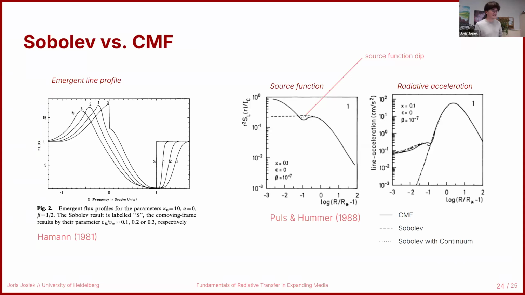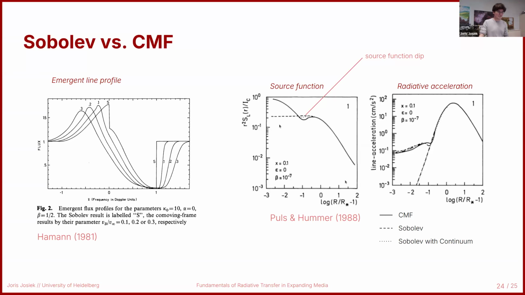What this shows mirrors the assumption that we made for the Sobolev approximation: the smaller this Doppler velocity, the smaller the resonance zone, and the closer you get to having a valid Sobolev approximation. The same thing we can see with the source function and the radiative acceleration. Here you see source function and radiative acceleration as a function of radius in the star. On the left are the parts very close to the surface, and on the right the parts that are much more in the wind.